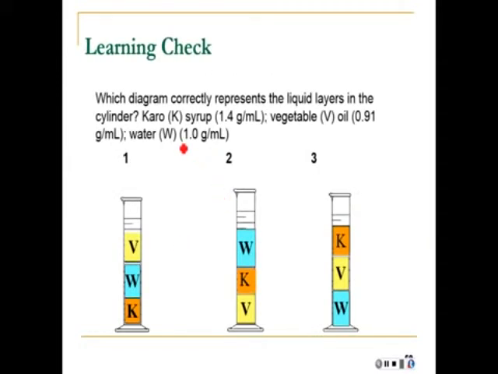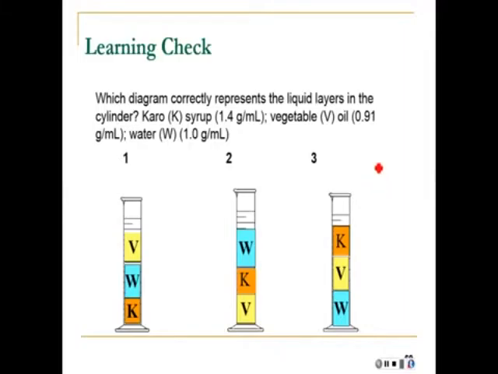Now here's one for you to try. Which diagram correctly represents the liquid layers in the cylinder? So we have corn syrup, that's 1.4 grams per milliliter, oil, 0.91, and water, 1.0. So take a second to look at the diagram. You might want to pause this, and then come back and we'll check out the answer.